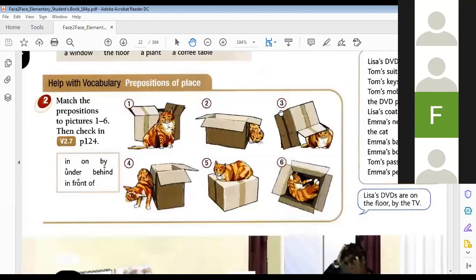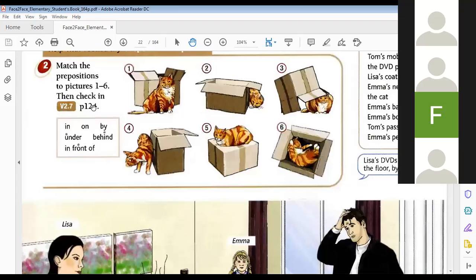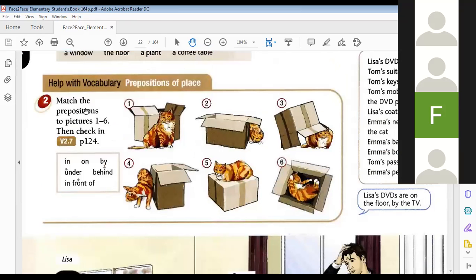Okay, so now let's start with vocabulary. Here we want to match the prepositions to pictures 1 to 6. So in this box, we have prepositions, okay? So we have in, on, by, under, behind, and in front of. Okay, so let's match them to the pictures.